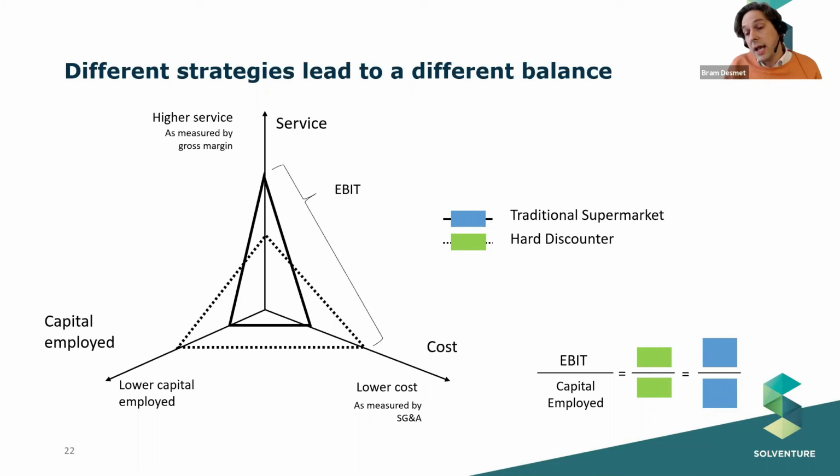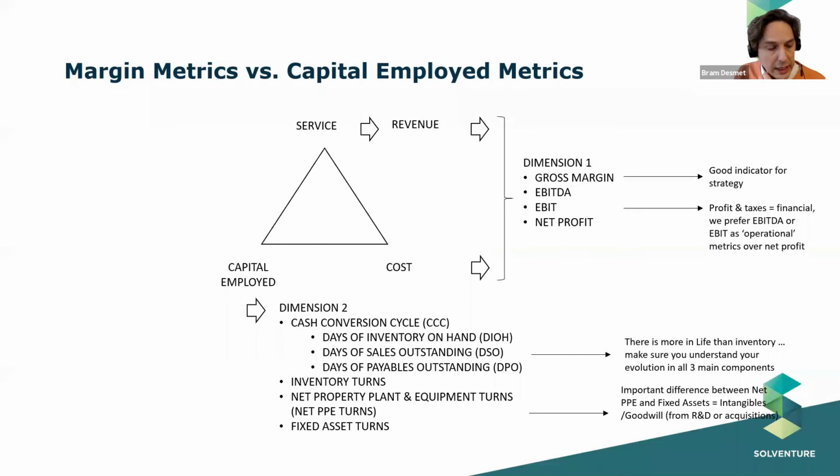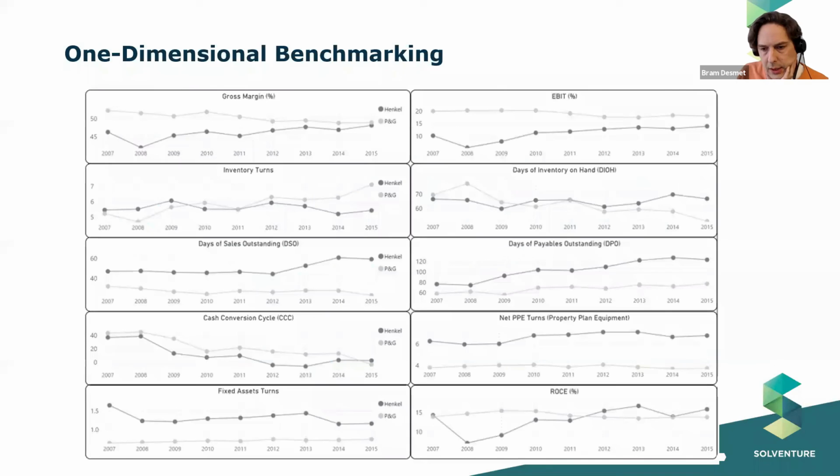So strategy has an impact on our financial metrics. And you can link that back to the benchmarking we introduced. In the first session, we explored margin metrics and capital employed metrics. We introduced some definitions, and we compared Henkel to P&G on those different metrics: gross margin, EBIT, inventory turns, days of inventory on hand, to in the end come to an ROCE comparison.